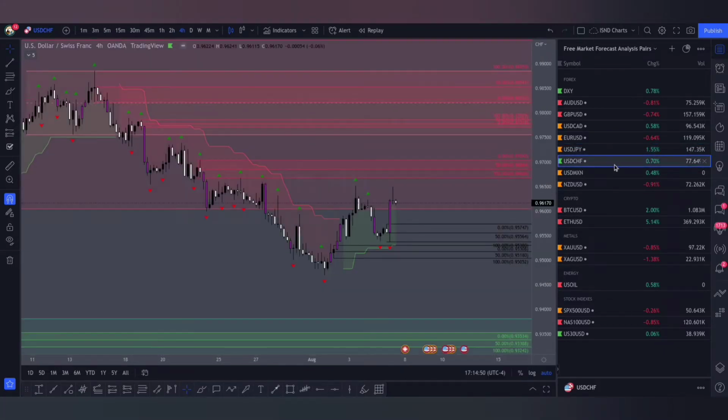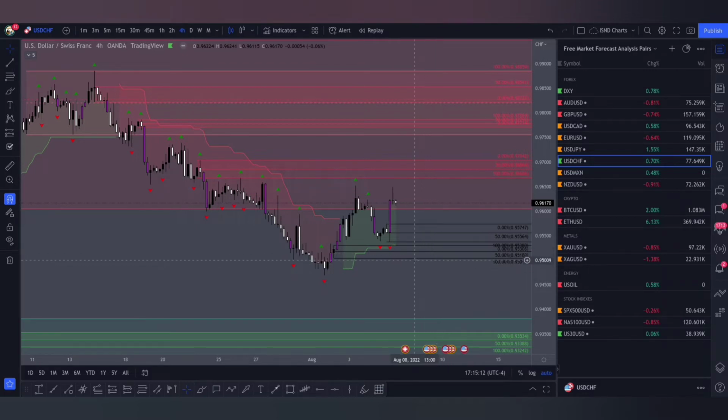All right, USD Swiss. Short-term currency bias for USD Swiss is long. Let's see. This demand did take out this small supply here. So for me, demand is currently in control. So that looks good for our short-term currency bias.